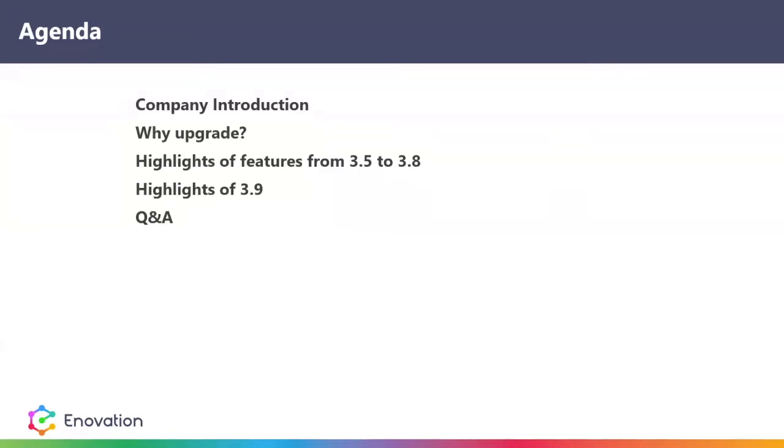Okay, some housekeeping. This webinar is recorded, and the recording can be made available at the end of the session. The plan for today: I'm going to talk a little bit about Enovation and the services that we provide. We're going to look at the reasons for upgrading and then review some highlights from previous versions just to set everything into context. And then we're going to look at the highlights for 3.9. At the end of this webinar, we're going to have some time for questions and answers. So if you would like to, as I speak, put them in the chat area, hopefully I'm going to be able to answer the questions that you will have.